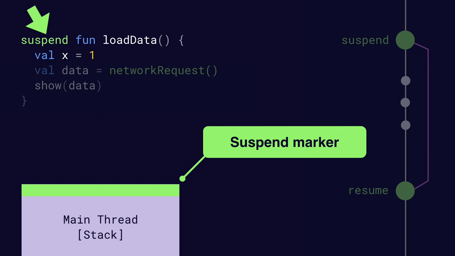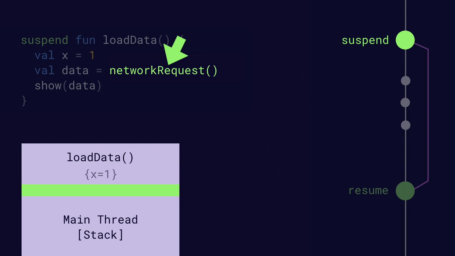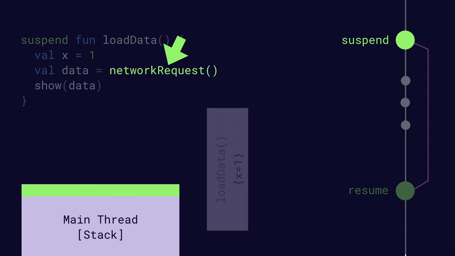Then I'm going to call loadData. And when I call loadData, it's just going to push a stack frame onto the call stack just like normal. Then I'm going to assign x equal to 1, and so now my stack frame gets updated, and x is equal to 1, and that's stored in the stack frame. And now I want to call network request. And now I have to implement that suspended reason. So in order to do that, what I do is I copy that stack frame. I just literally move that stack frame off of the stack and over into kind of this unstructured area where I keep all of my suspended coroutines. That's probably going to be actually an IP.